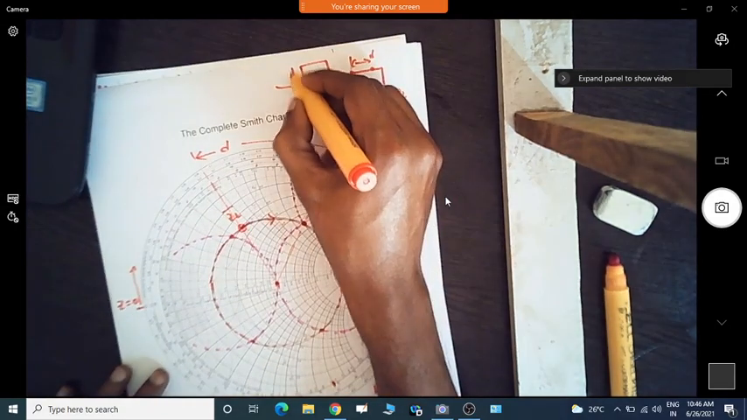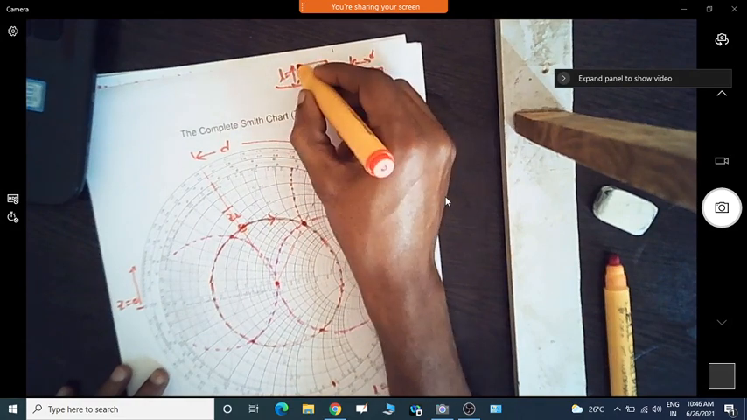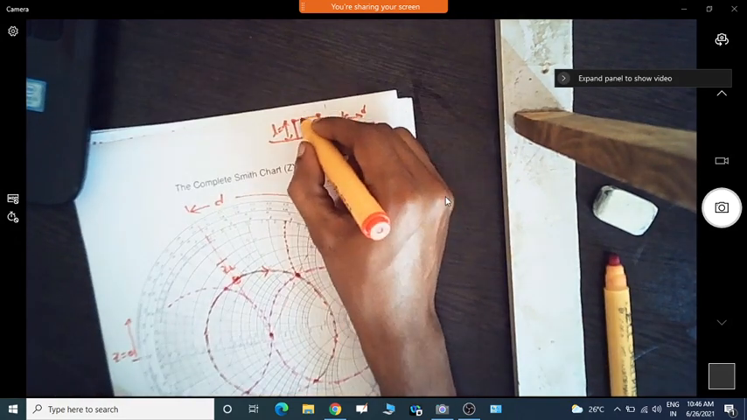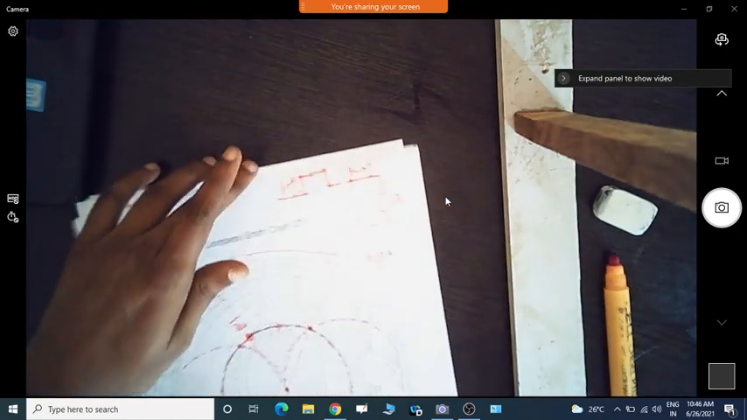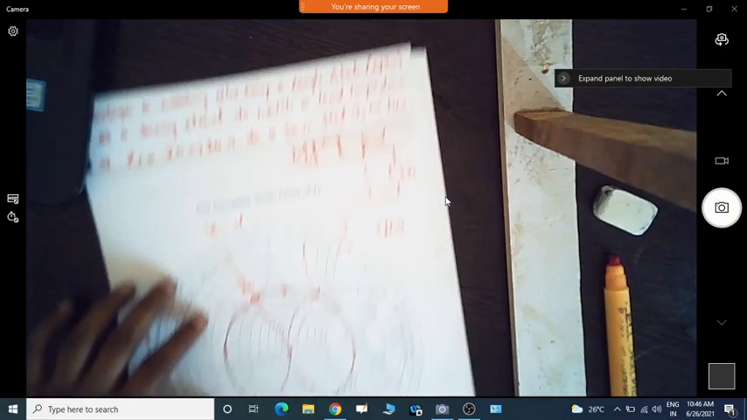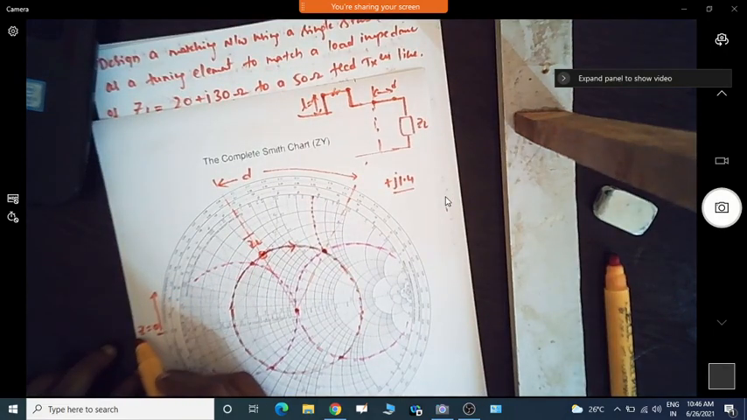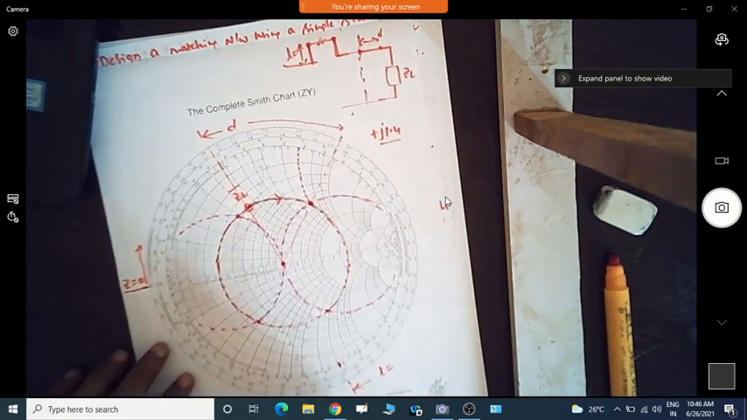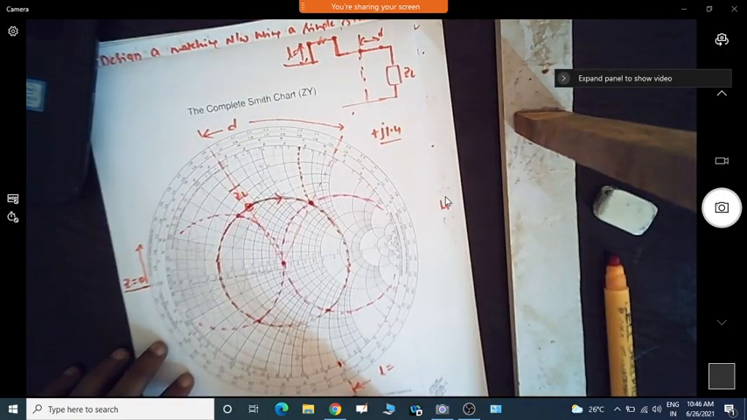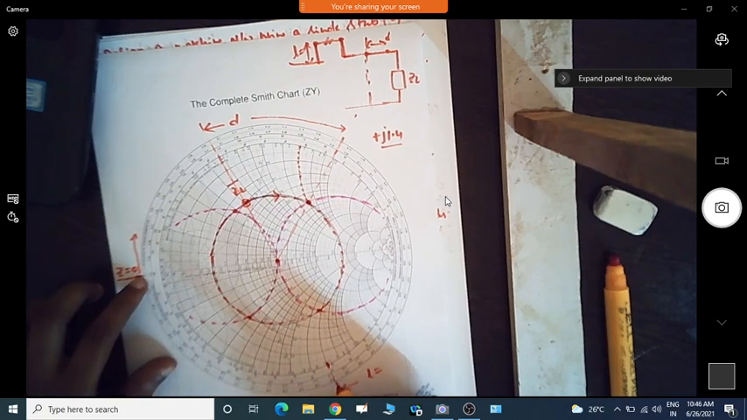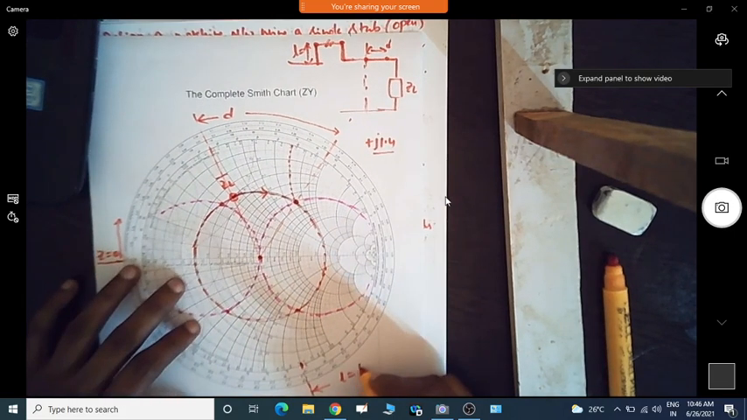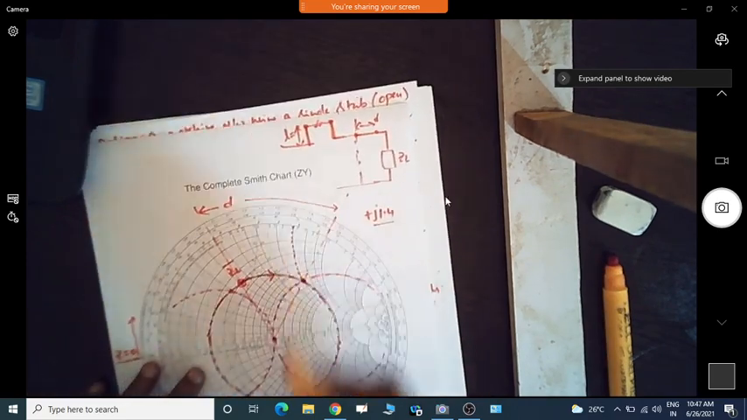This is the length of the series stub, which is open, not short. So it is an open series stub, because in the problem it is given as open, and also we are finding the length from the open circuit point. So this is the length we are going to get. What is the length? You can see here it is from 0 and it is 0.348 lambda, the value of the length of the stub.